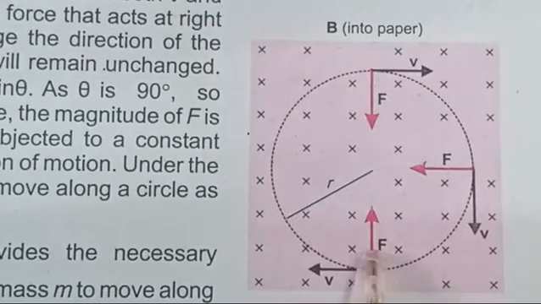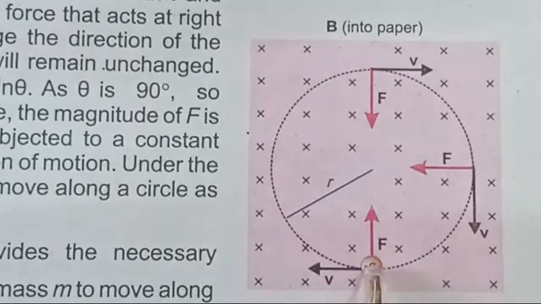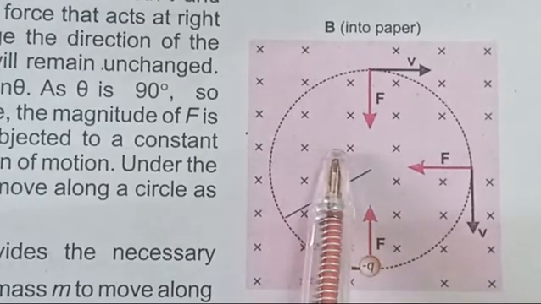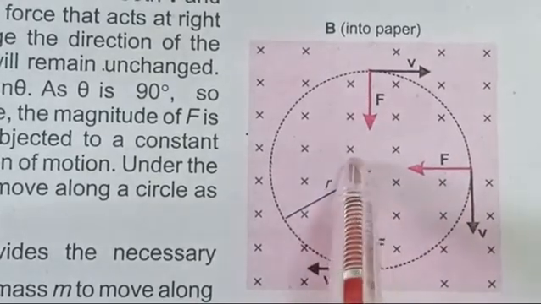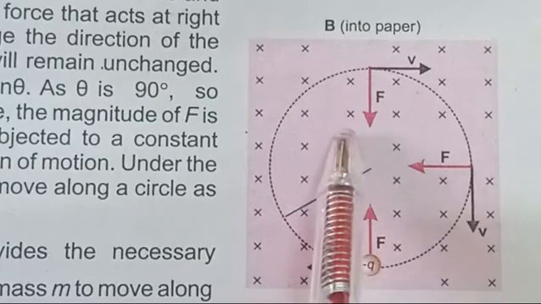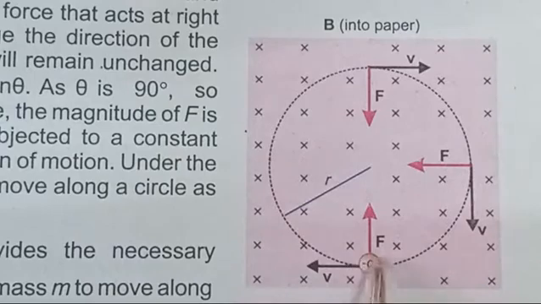This is an electron, a charge having negative charge. It is moving with some velocity. It experiences some force F under the action of a magnetic field. These crosses show the magnetic field going into the paper, from your side to inside the paper. Due to this magnetic field, the charge minus q experiences a force, and the red arrow shows the force experienced by this charge.